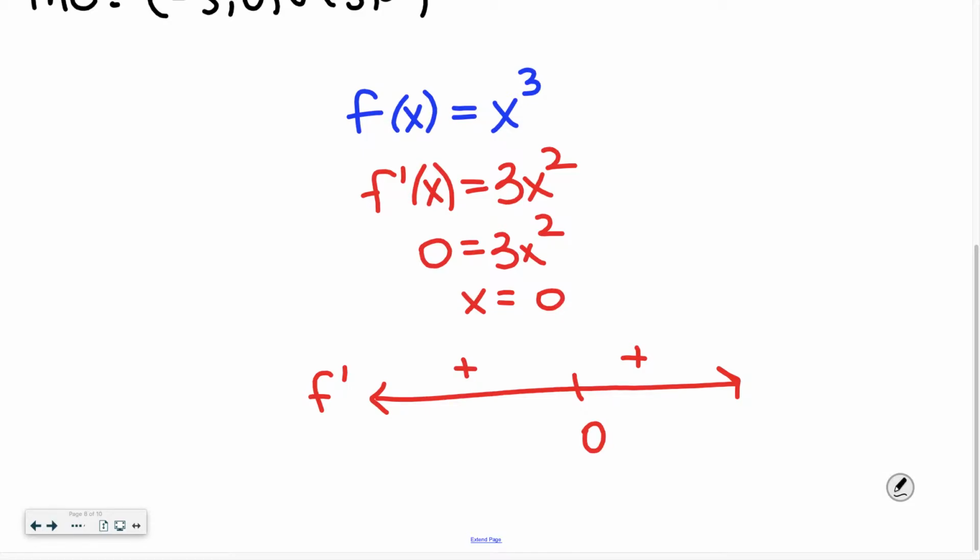Also, are we increasing at 0? We kind of flatten out, right? So I would want you to tell me that this increasing interval is negative infinity to 0 and 0 to infinity.